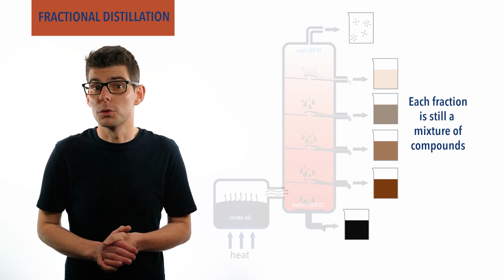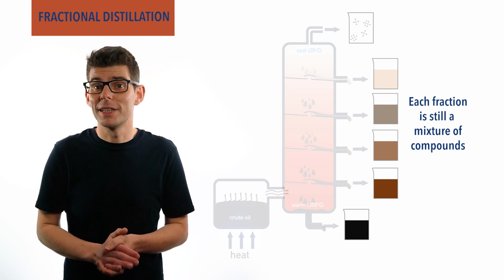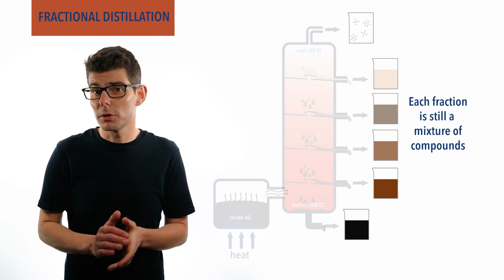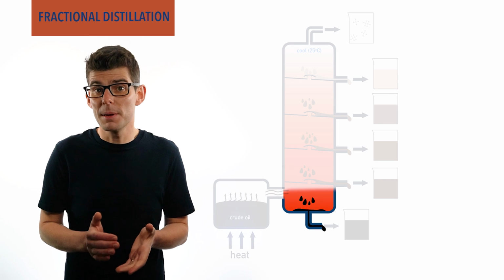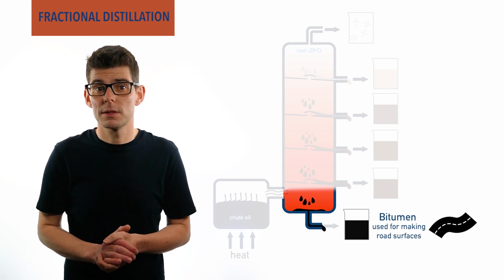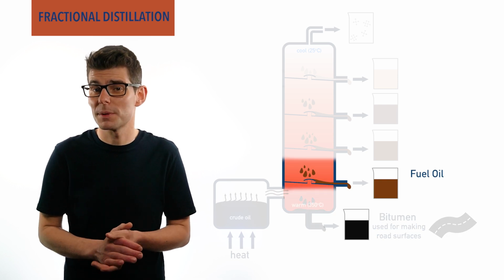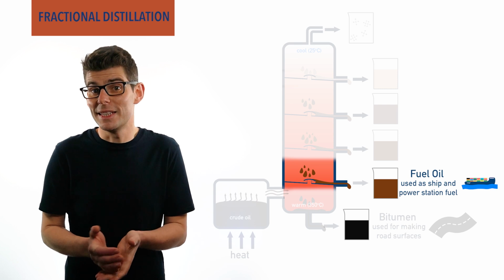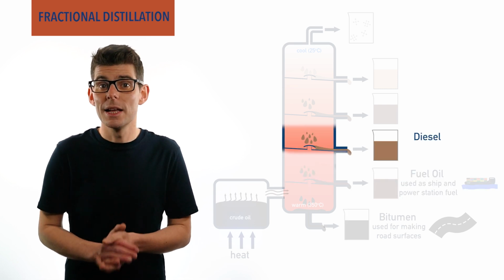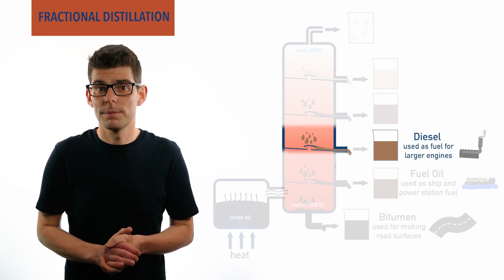And although different crude oil types give slightly different fractions, generally crude oil is refined into 6 main categories of hydrocarbons. Moving from the bottom of the column to the top, we have bitumen, which is a thick, viscous and dark liquid used for road surfaces, fuel oil, which is a slightly thinner liquid and used as a fuel for ships and power stations, diesel, again slightly thinner than fuel oil and more easily ignited, meaning it can be used as a fuel for larger engines and some cars.